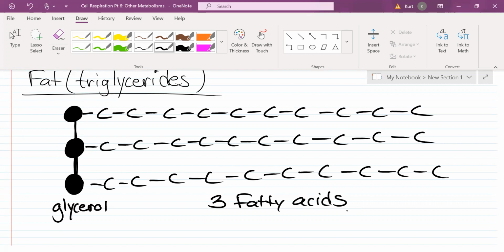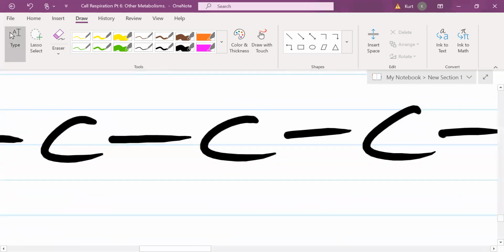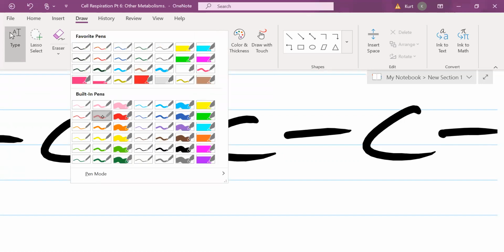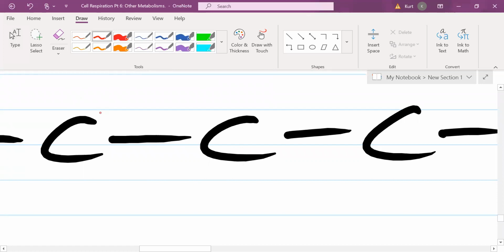Well, here's not the secret. You all should know this. How many bonds can one carbon atom have? 4. How many bonds does it look like each of those carbons have? 2, right? Well, gee, where's the other 2? Well, this is a fatty acid. And so fatty acids are carbons with hydrogens bonded to them.